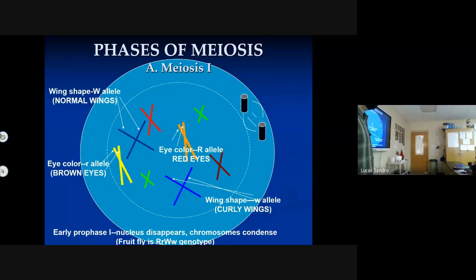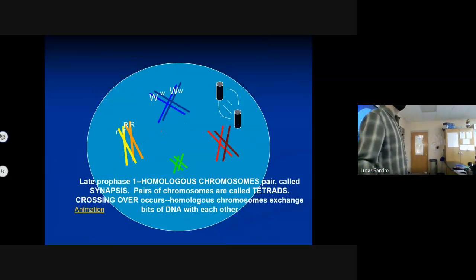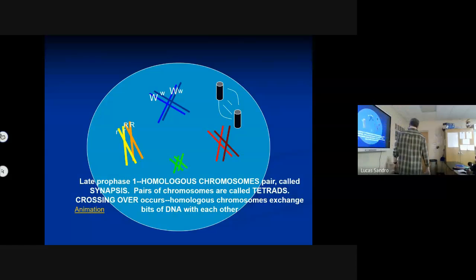It's still prophase 1. We call it late prophase 1, because early prophase 1 looks just like mitosis. It's in late, at the very end of prophase 1, things start to get different. What happens that doesn't happen in mitosis and meiosis is they find each other. The homologous chromosomes pair up. They find each other. They do this thing called synapsis. That's them pairing up.